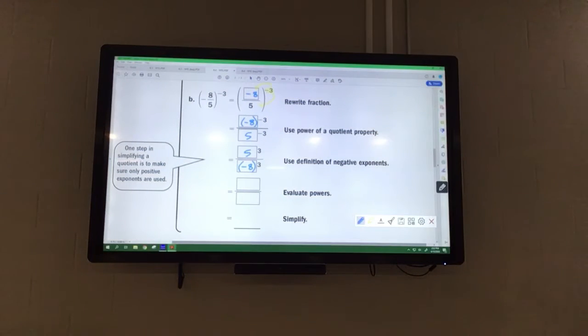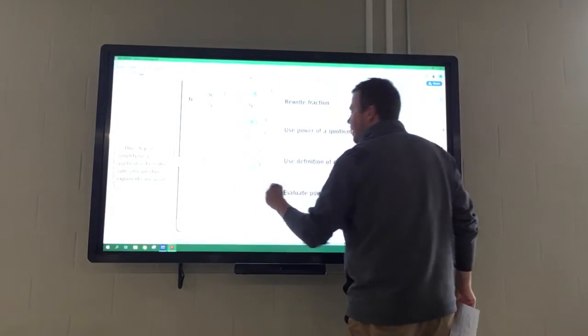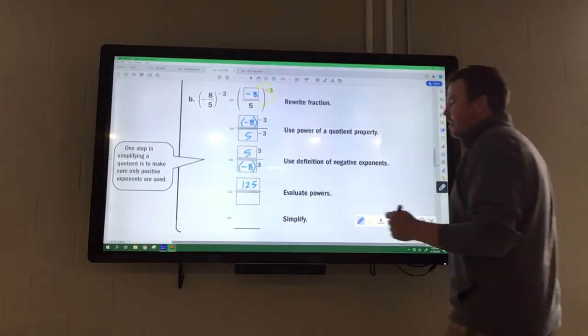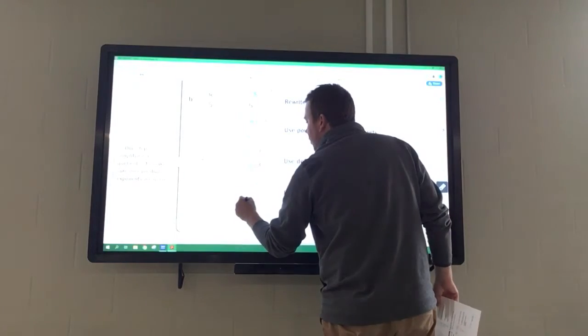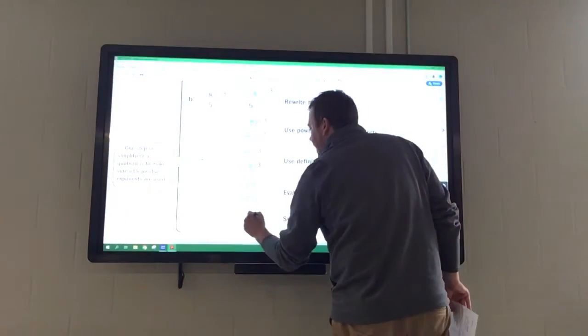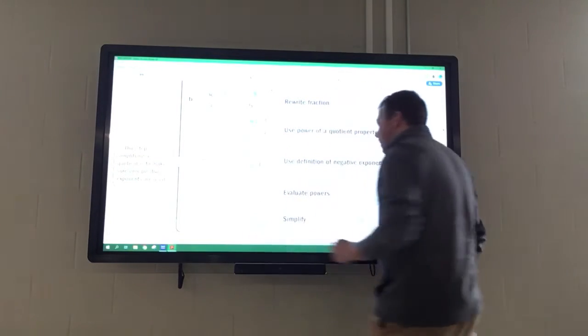And now we just need to simplify. 5 to the third power is 125. Negative 8 to the third power is negative 512. You can find both of those by just punching them into your calculator, leaving me with a final answer of negative 125 over 512.